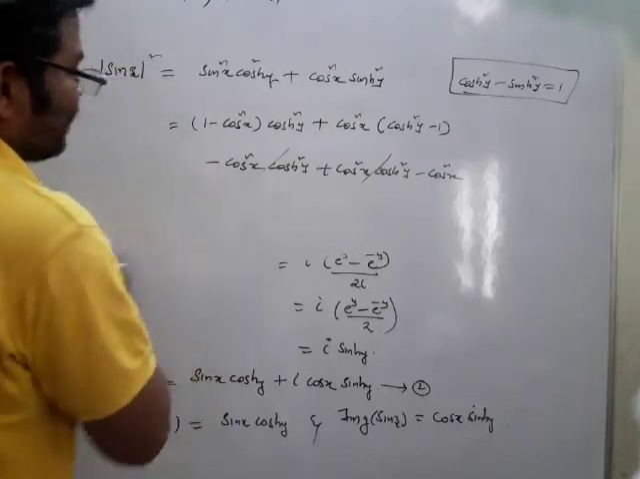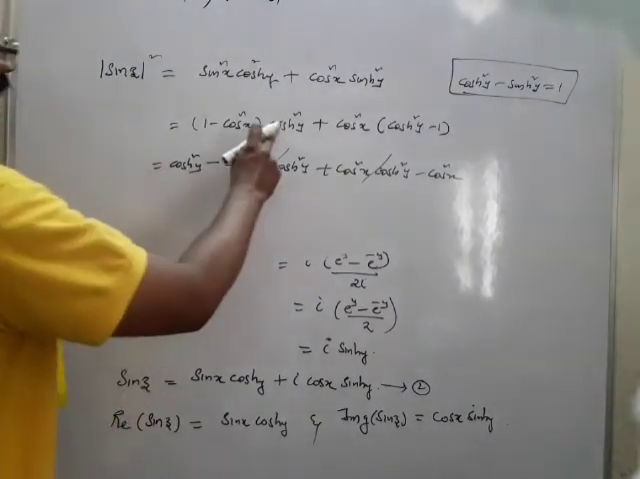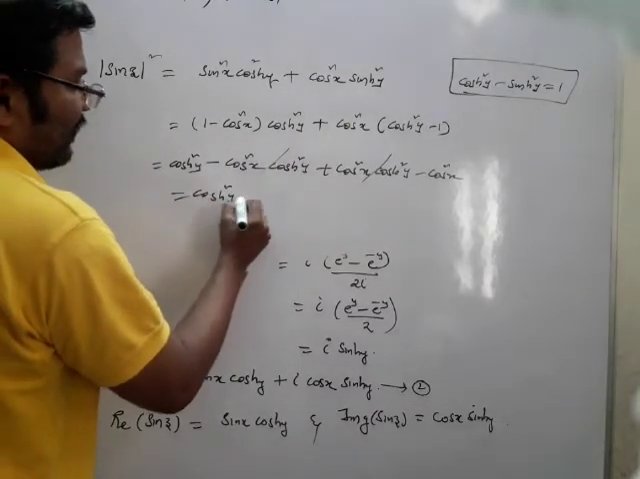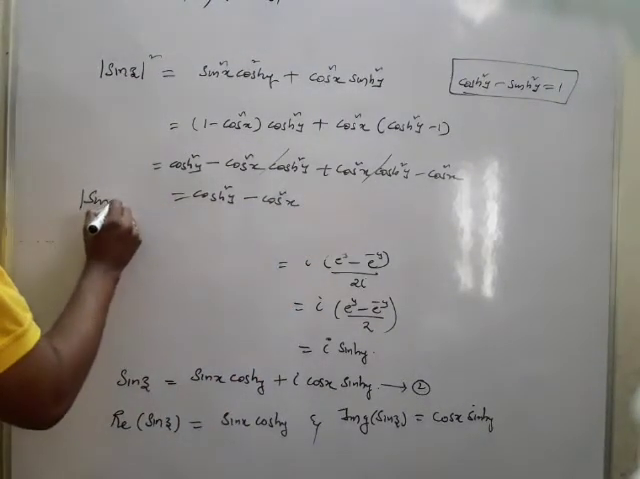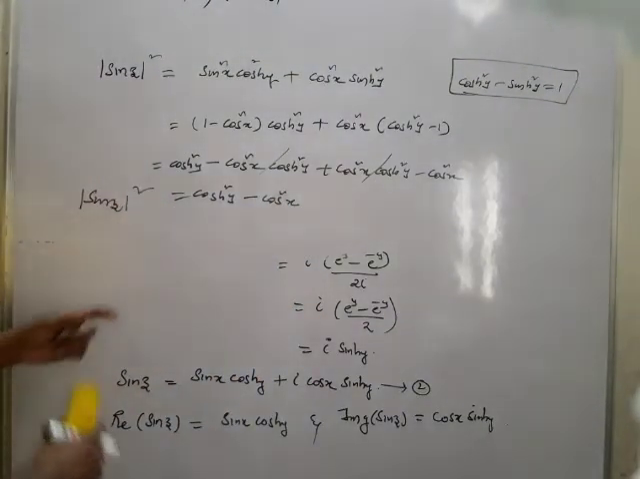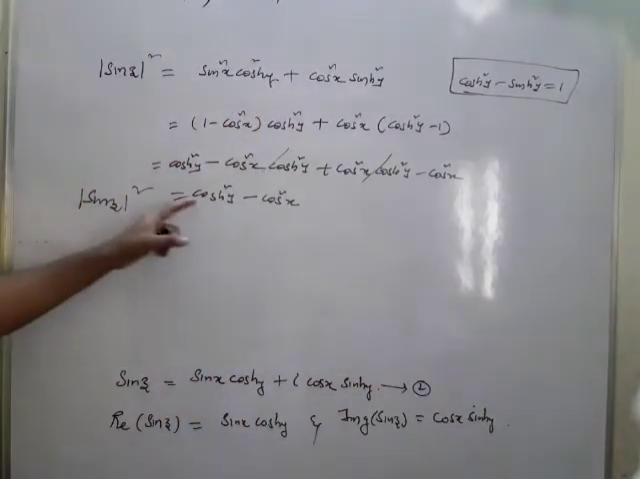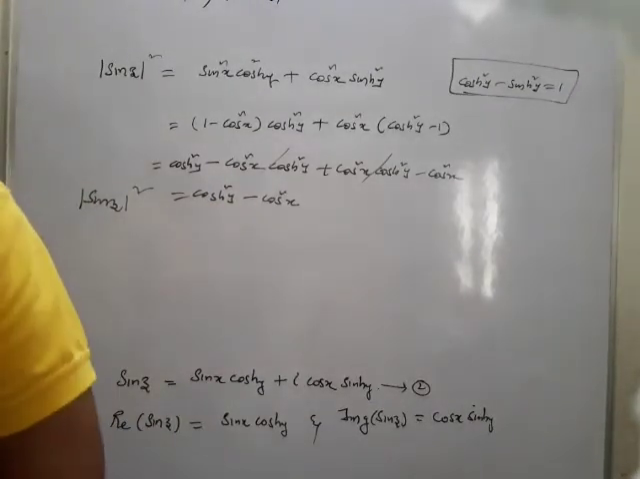You got cos h square y, multiplying the 1 inside. So you will get cos h square y minus cos square x. This is mod sin z whole square. The mod sin z whole square is cos h square y minus cos square x.